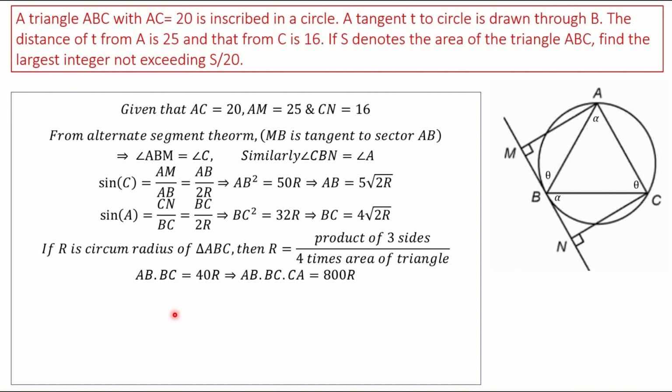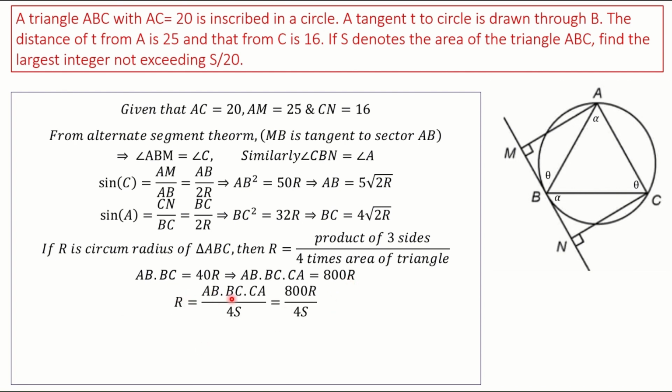Okay. So AB into BC equals 20 into square root of 2 hours into square root of 2 hours, that is 2 hours, which is equal to 40 hours. AB into BC into CA, because CA is given as 20, right? Equal to 800 hour, we know it.